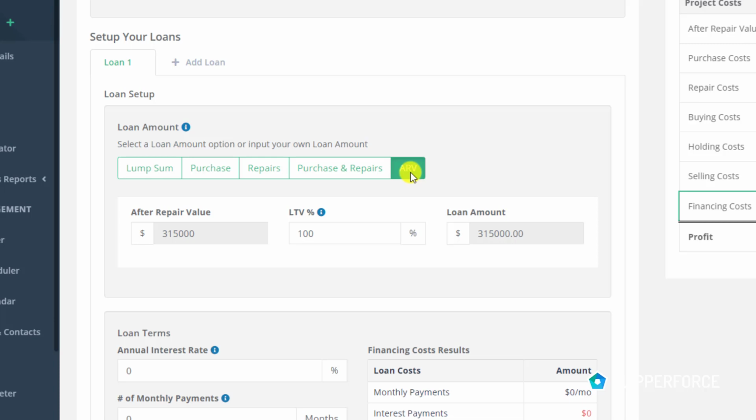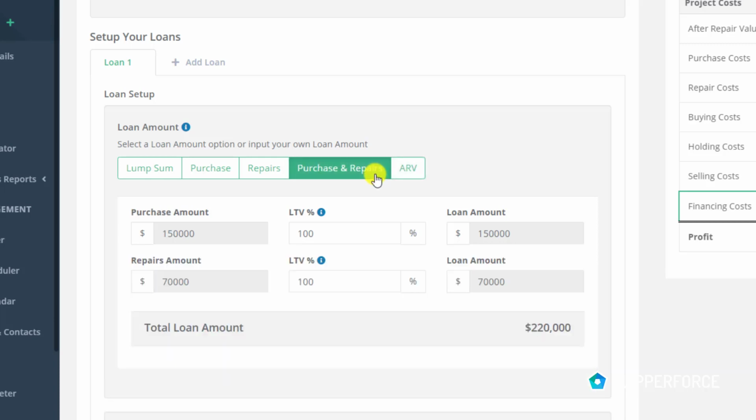One of the most common ways that hard money lenders lend for flip projects is to lend at 70 to 80% of the purchase amount and then provide 100% of the rehab costs. So for that scenario, we'll select the purchase and repairs loan option, which will use our purchase and our repairs amount for the loan balance.